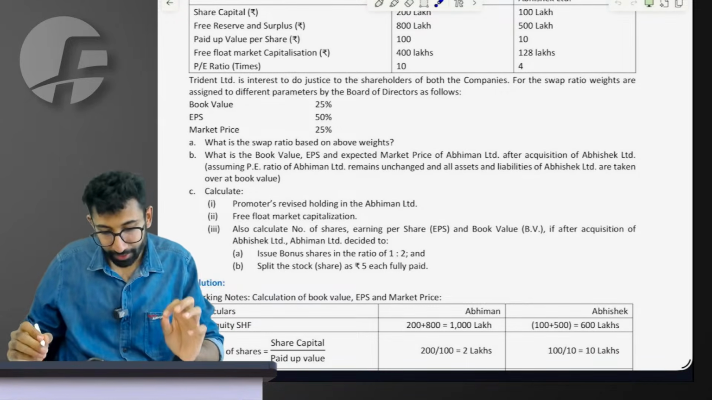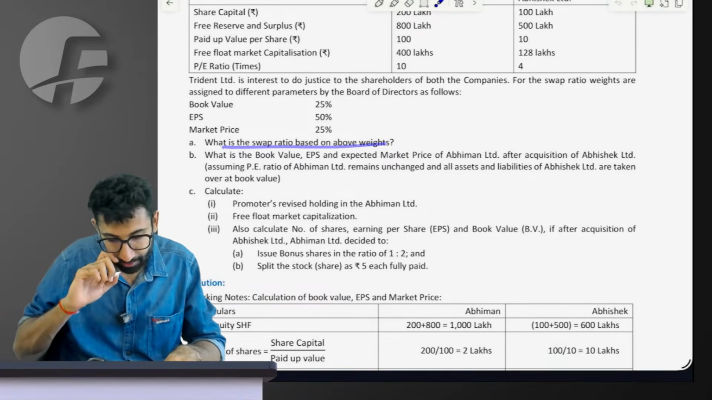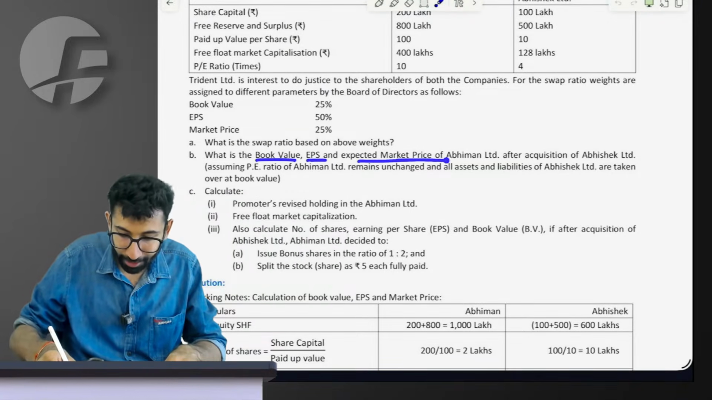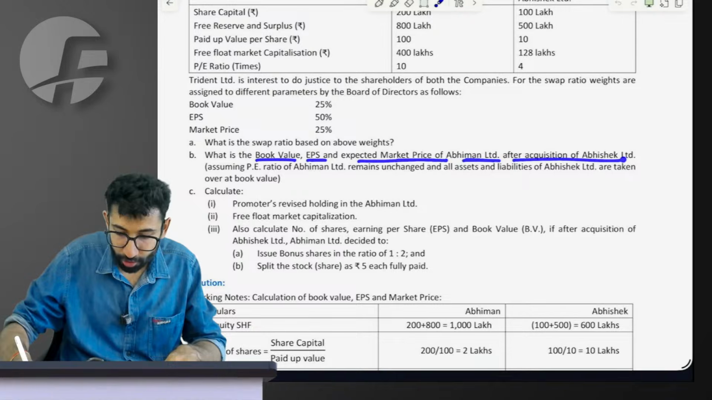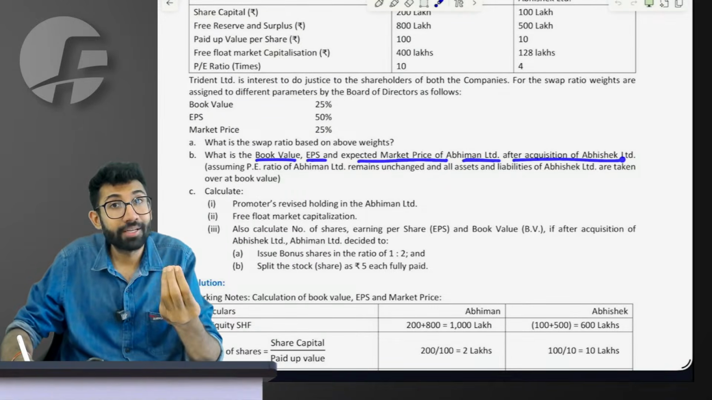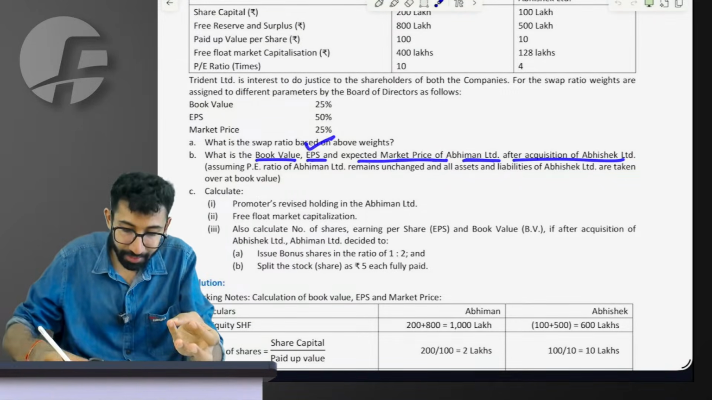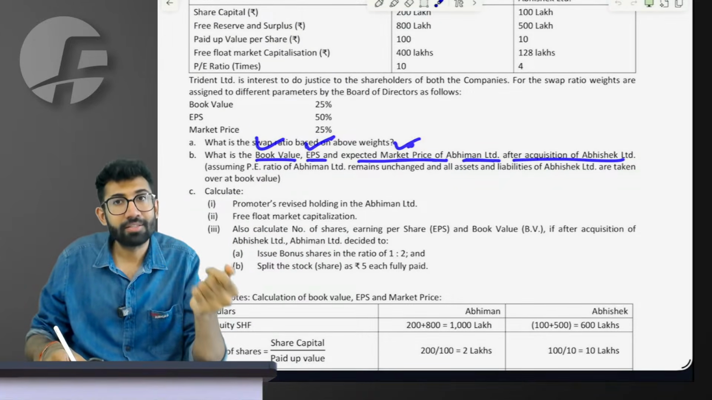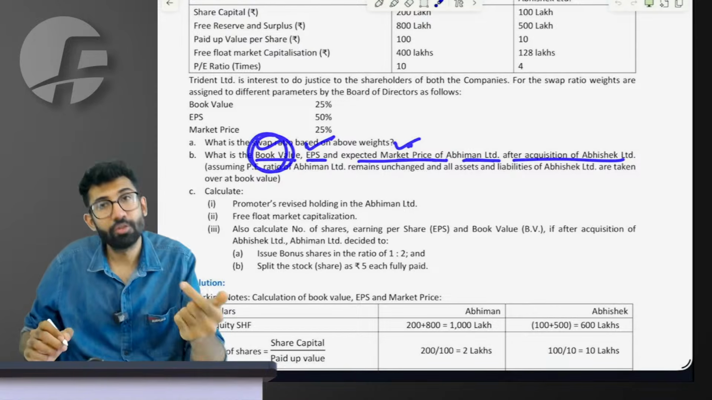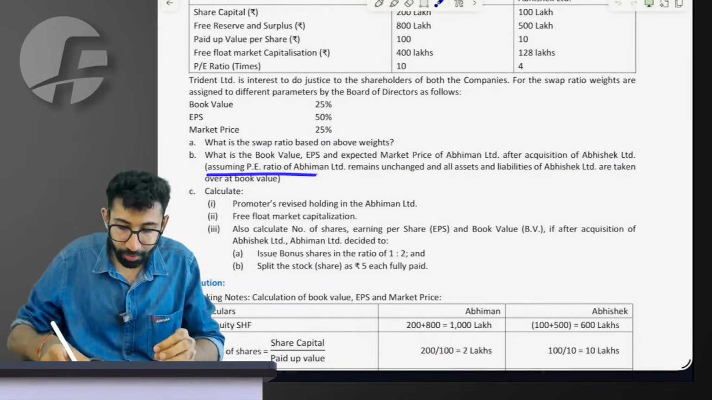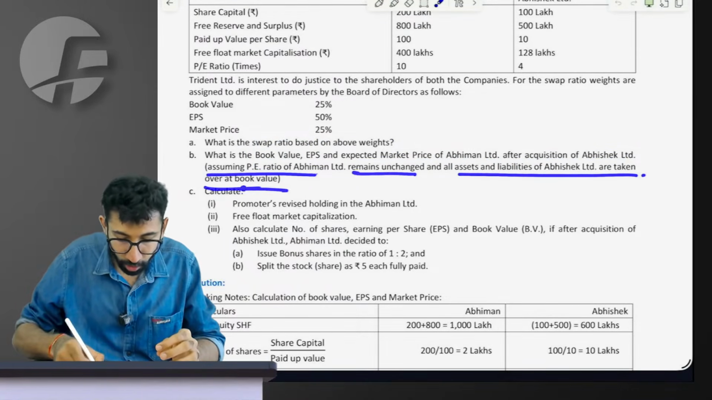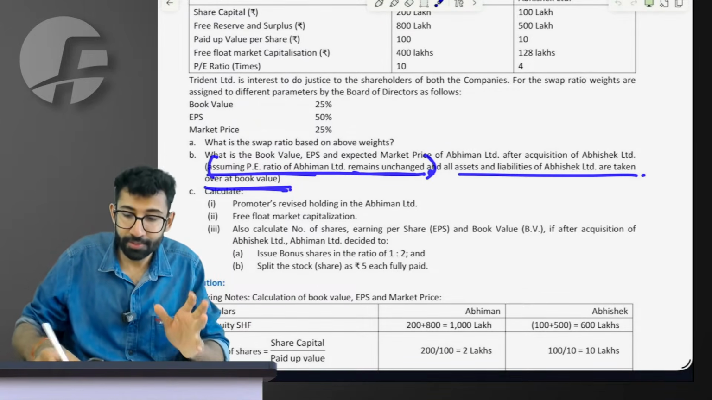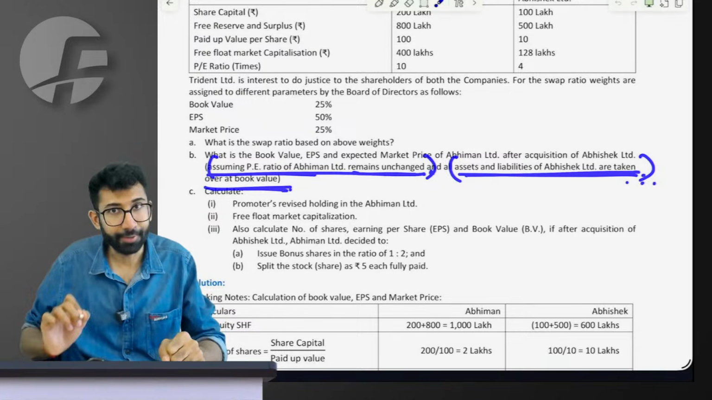Can I continue? The next question is, what is the book value, earnings per share and the market price of Abhiman after acquisition of Abhishek, which means what they are simply asking is post-merger EPS, MPS and book value per share. Sir, EPS and MPS is fine, understandable. How do you find the book value per share? So let's figure it out. Assume that the P/E ratio remains unchanged and all the assets and liabilities are taken over at book value. So P/E remaining unchanged is an assumption right now to be considered. The second assumption we will talk about later.